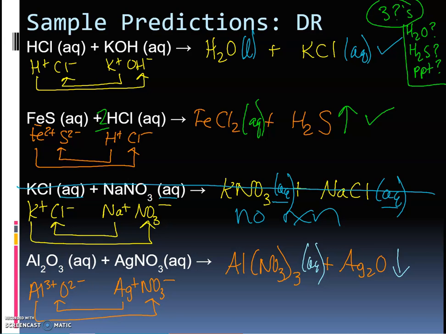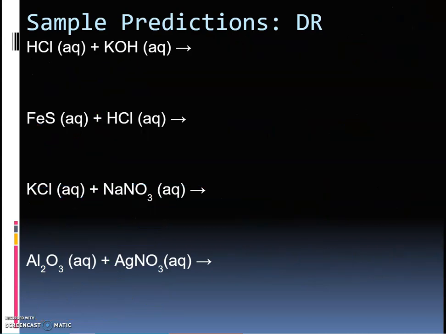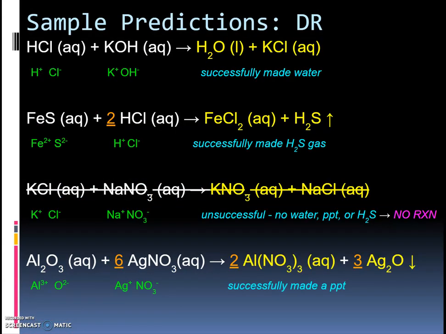And I'm going to balance it by putting a 2 here. And then I have how many nitrates? I have 6 of them. So I'm going to need to put a 6 here. And then I'm going to need to put a 3 there to balance out the Ags and the O. And we are successful. So those are our double replacement reactions.